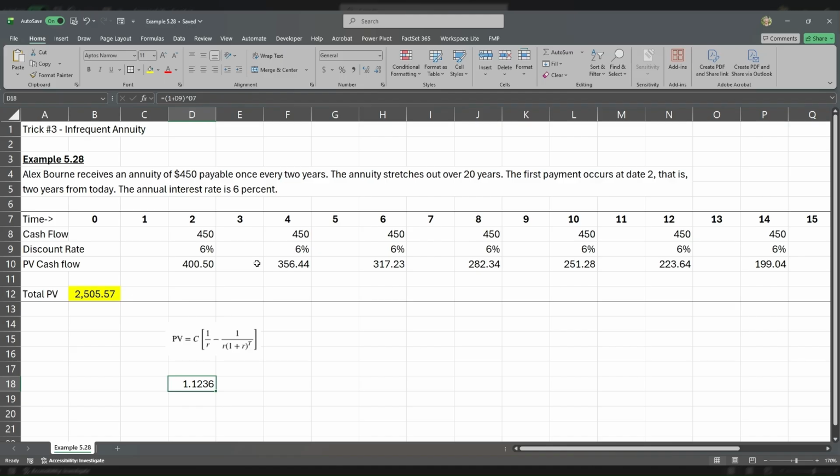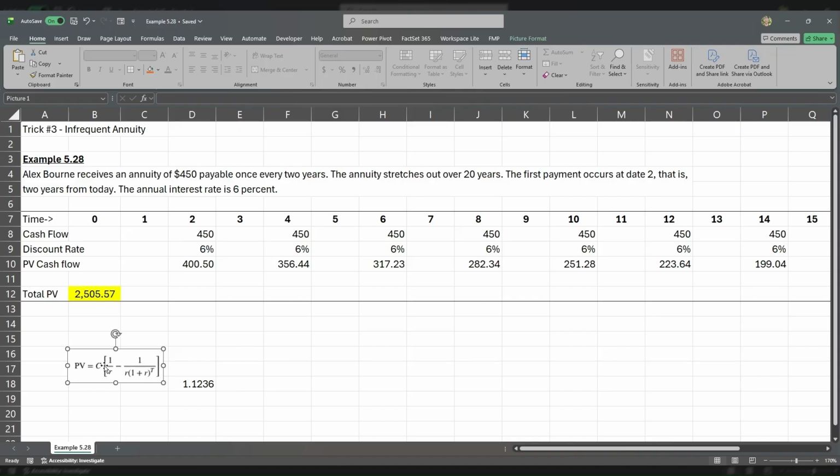1.1236. This is essentially the 2-year equivalent interest rate over 2 years, because 6% will compound. So it's going to be high. It's not 6% plus 6% over 2 years. It's going to be slightly higher than 12% because of the impact of compounding. So it's going to be basically 12.36% is the 2-year interest rate.